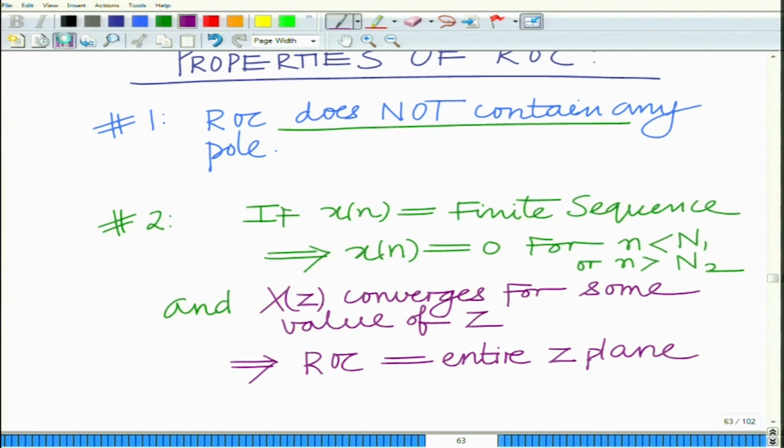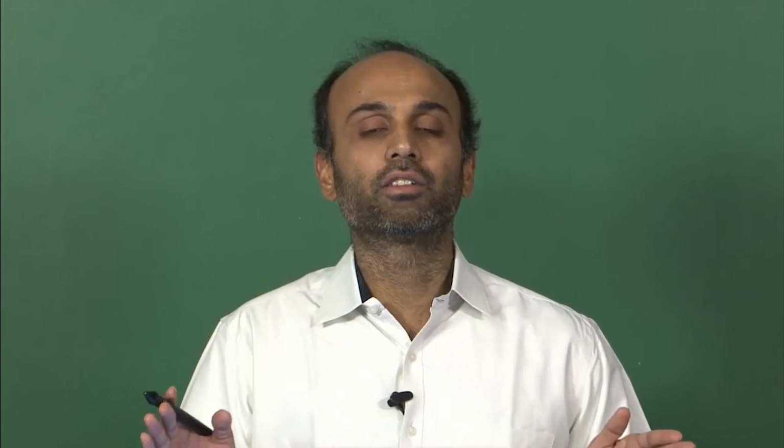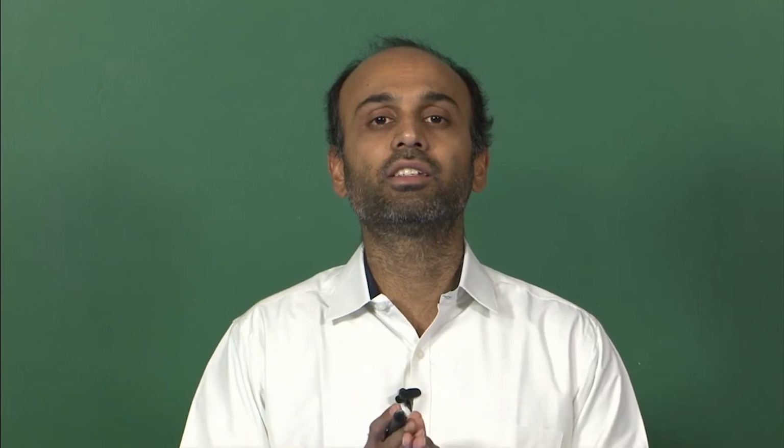So, the point is that basically if you have a finite sequence, that is if the sequence is not infinite, it exists only in the finite interval n1 to n2, that is 0 if n is less than n1 or 0 if n is greater than n2 and non-zero only in this interval, then the z transform of that signal exists everywhere on the z plane if it converges for a single point. If it converges for any single point, it exists on the entire z plane. Okay.